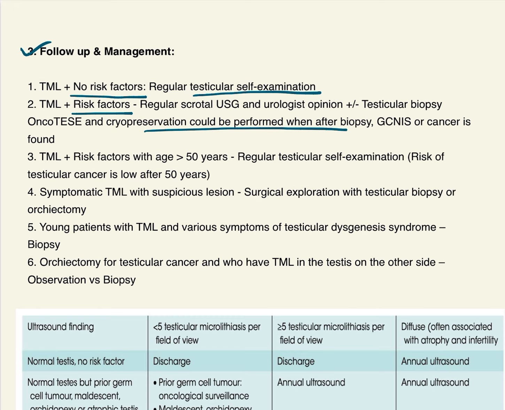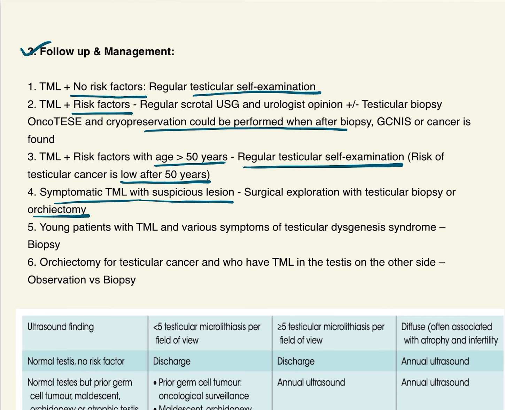When TML is found with risk factors and the age of the patient is more than 50, regular testicular self-examination is only advised, because the risk of testicular cancer is low after 50 years of age. When the testicular microlithiasis is symptomatic with a suspicious lesion, surgical exploration with testicular biopsy or orchiectomy is recommended.